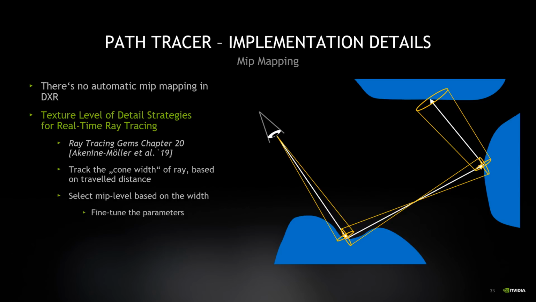Idea is that the cone covers an area on the surface that it hits that the ray is seeing, and we should select MIP level to match that. This requires fine-tuning the parameters of the cone, such as the initial width, and mapping the cone width to MIP level. And to get some performance boost, this mapping can be different for primary and secondary rays. For example, so that the secondary rays are allowed to fetch from higher MIP levels sooner.